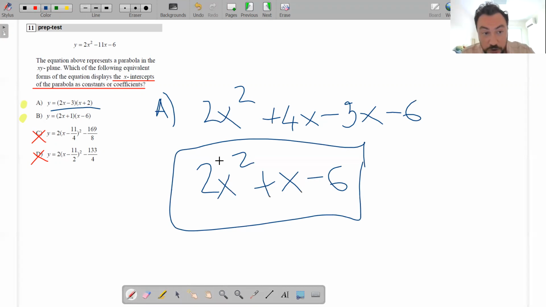Is this one the trinomial that was here at the starting point? No. So A is not even the answer. My only answer is B. Solving this question by looking at the answers and using the multiplication, the FOIL method, is way easier.